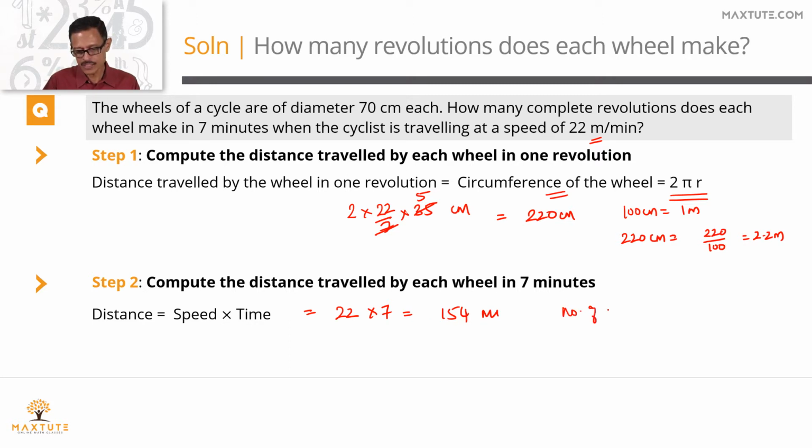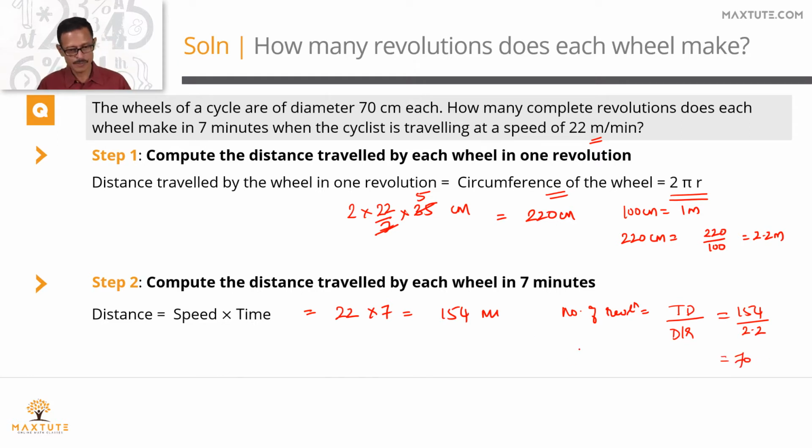So number of revolutions is equal to total distance traveled divided by distance per revolution. Total distance traveled is equal to 154 meters. Distance per revolution is equal to 2.2 meters. So number of revolutions done is equal to 70.